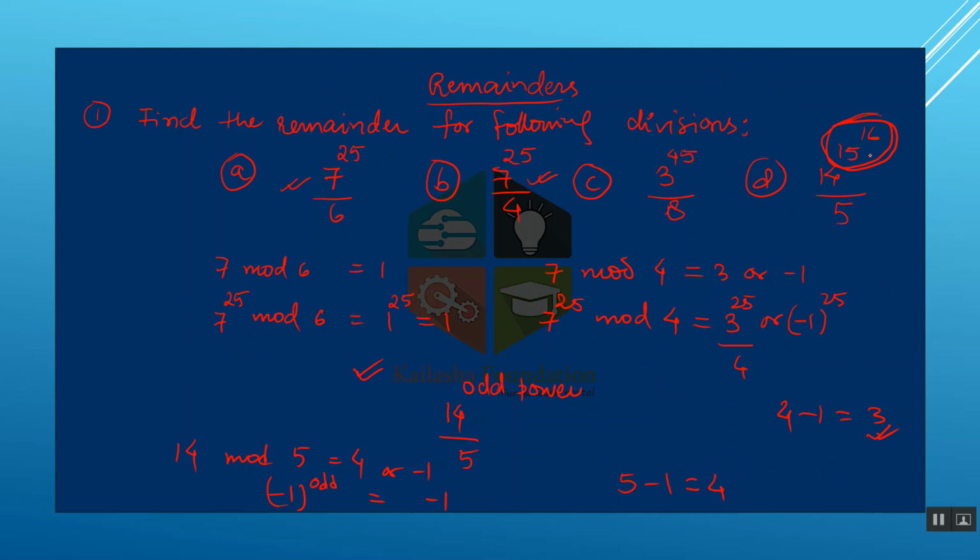14 raised to the power 15 raised to the power 16 is basically 14 raised to an odd power, and 14 mod 5 is 4. When 14 is divided by 5, we get 4 as remainder. That is also minus 1. Minus 1 raised to an odd power is again minus 1. Minus 1 means 4. Done.